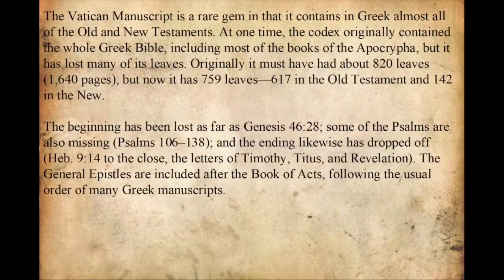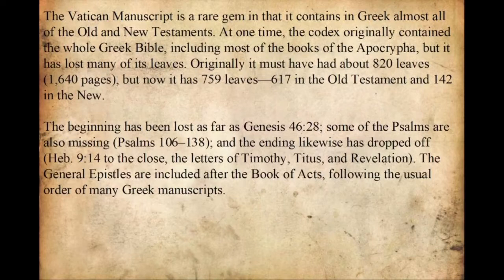collection. The Vatican manuscript is a rare gem in that it contains in Greek almost all of the Old and New Testaments. At one time, the Codex originally contained the whole Greek Bible, including most of the books of the Apocrypha, interestingly enough. But it has lost many of its leaves. Originally, it must have had about 820 leaves or 1,640 pages. But now it has 759 leaves, 617 in the old, 142 in the new.